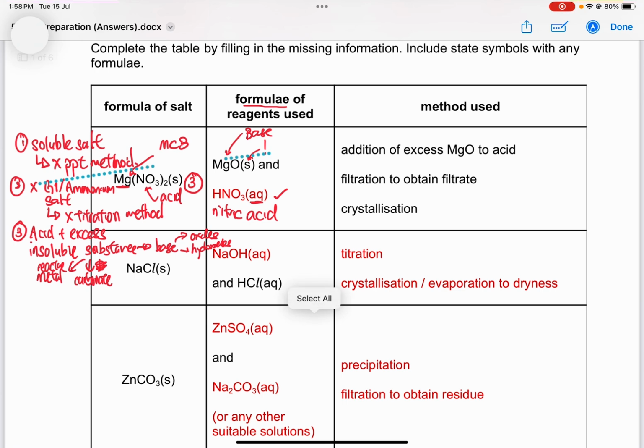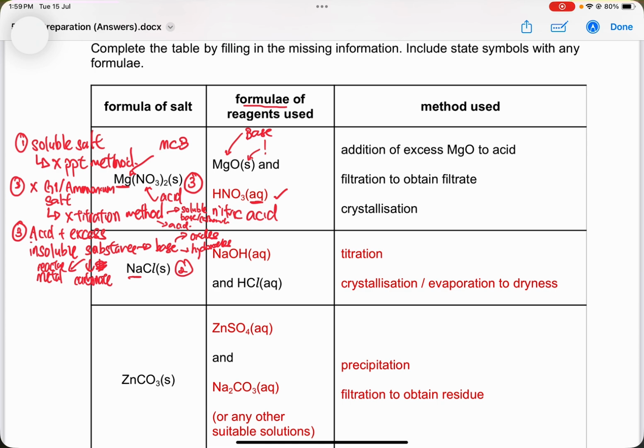Second question is sodium chloride. Which method should I use? Because it's sodium, it's a group 1 salt, therefore I will use the titration method. For the titration method, I will normally need to have a soluble base or carbonate reacting with my acid.